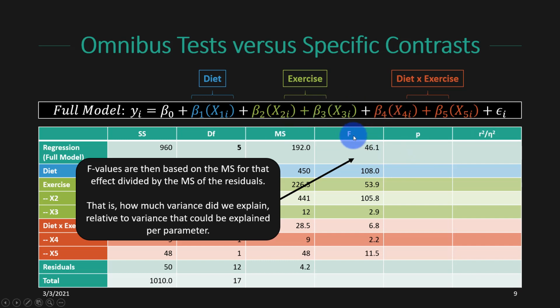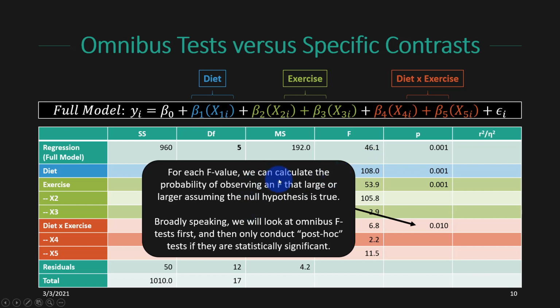But that's a pretty big difference. So remember that the F statistic is a ratio of the variance that we explained per parameter relative to the variance that remains to be explained per parameter. And if that's a big number, then that means we explained a lot, and that's kind of surprising if the null hypothesis were true.